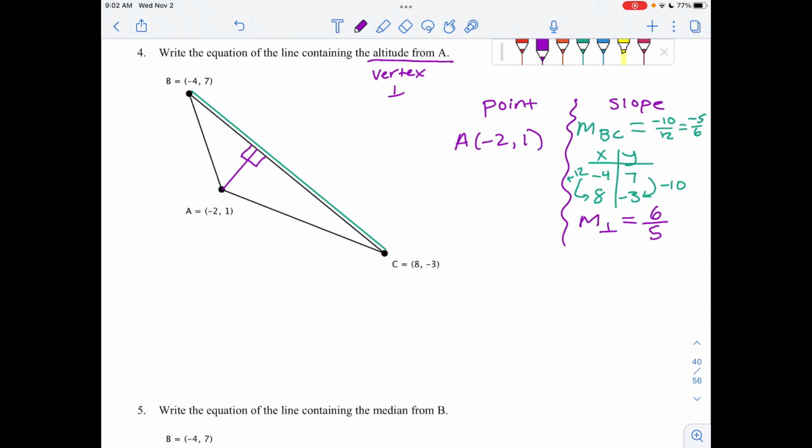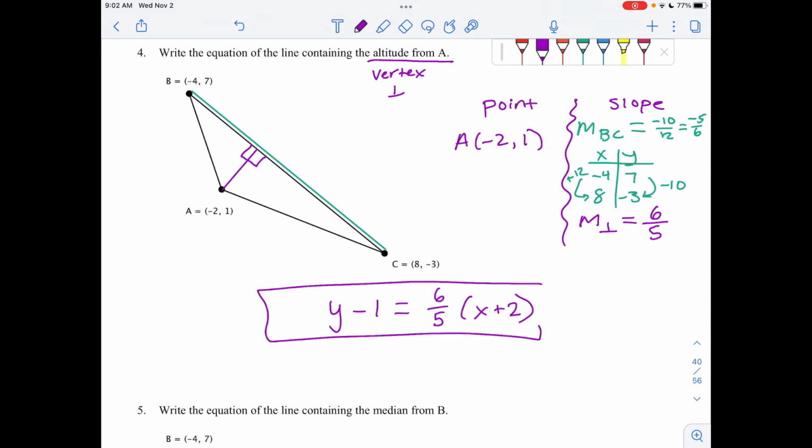And then the last thing to do is just to go ahead and put that into point slope form. So y minus the y value of the point equals the slope times x minus the x value. And when I subtract a negative, I get x plus 2. So there's the equation of the line that has this altitude right here.